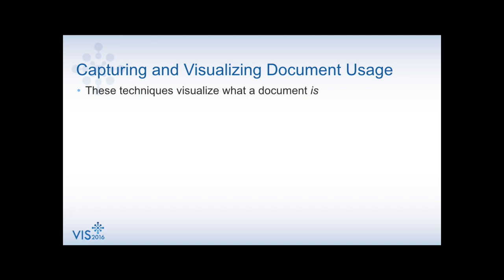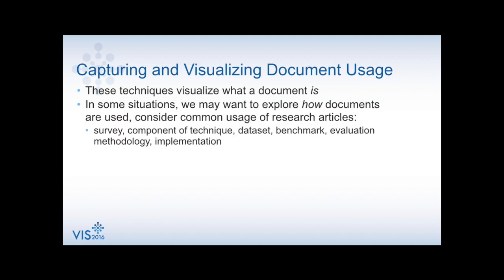So these techniques visualize what a document is, and they do this through the set of words that comprise the document. But in some situations, we might want to explore how documents are used. As an example, consider some common usage in research articles. People use research papers for a variety of reasons, such as it's a survey, a component of a technique, a data set, a benchmark, some sort of evaluation methodology, or some implementation, some piece of code. An effective means of exploring documents through how they're commonly used can enable researchers to discover documents for their own very specific use cases. And hence our main goal in this work is to visualize documents through their usage.